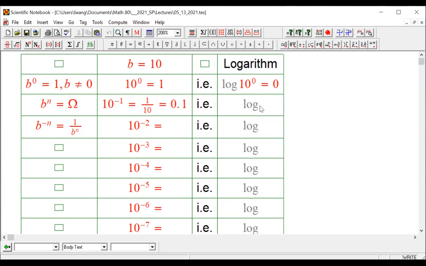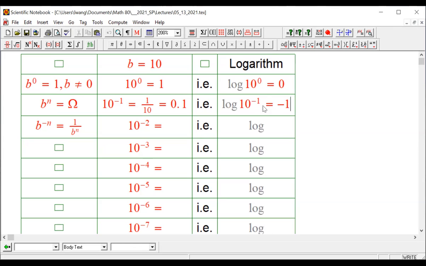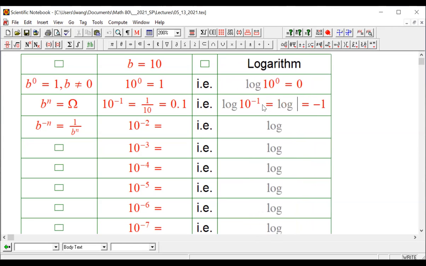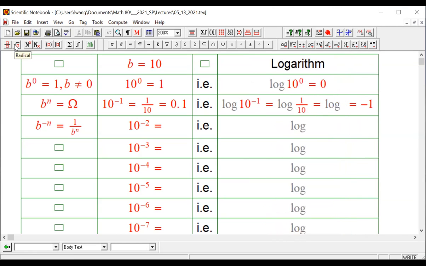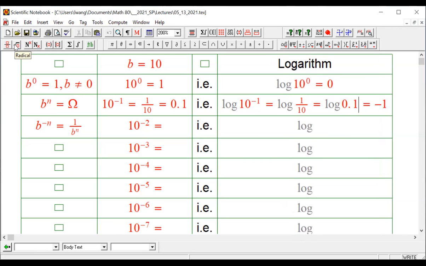So now in the logarithm form, how do we write it? We write it in 3 different forms, right? If we put a 10 to the power -1 there, it is just equal to -1. And we can also write it as log 1 over 10. We can also write it as log 0.1. They're all the same.